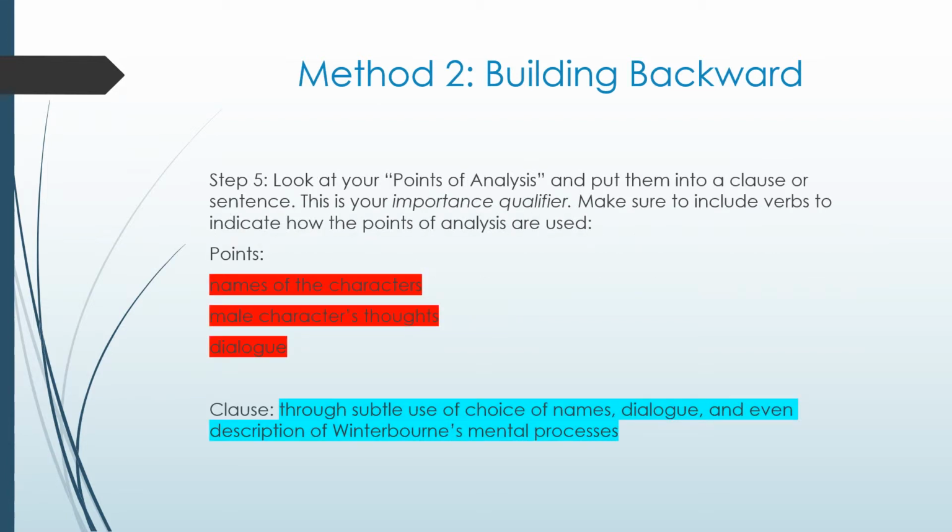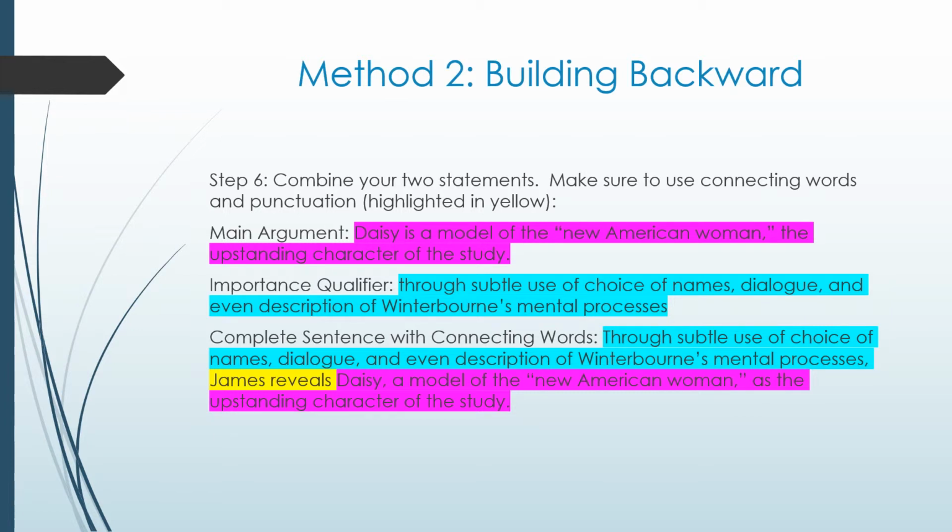Next, the writer condenses her points of analysis into a clause which becomes her importance qualifier. At this point, the writer would make sure to include verbs to indicate how the points of analysis are used. Next, the writer would combine her two statements, making sure to use connecting words and punctuation, highlighted here in yellow. This results in the sentence you see at the bottom of the slide.